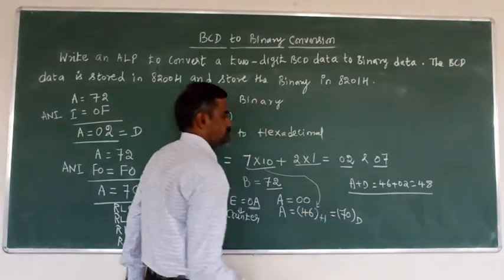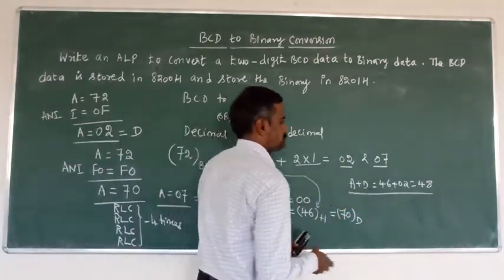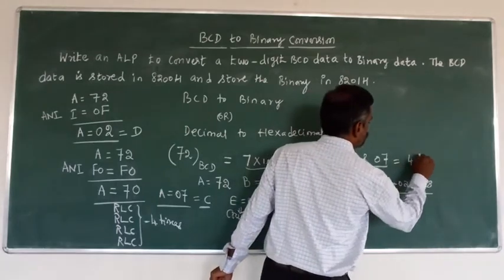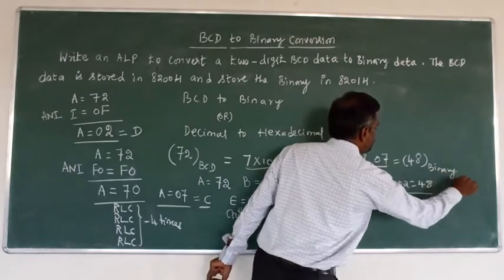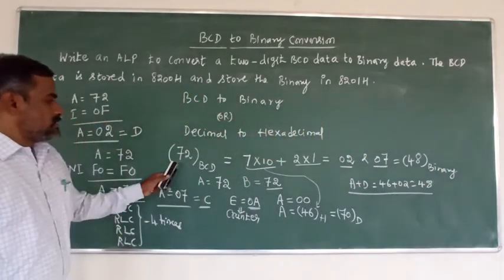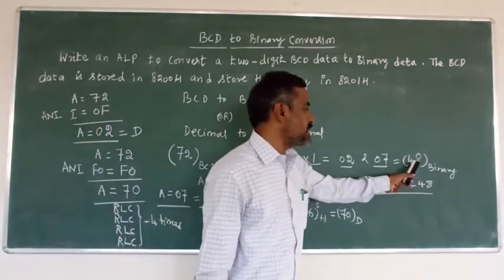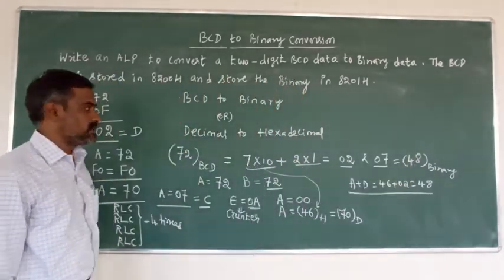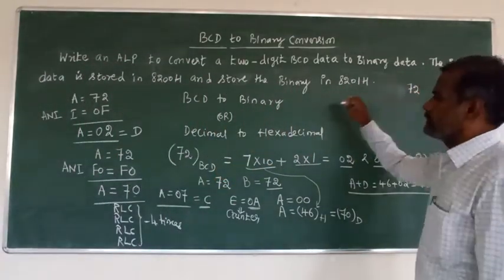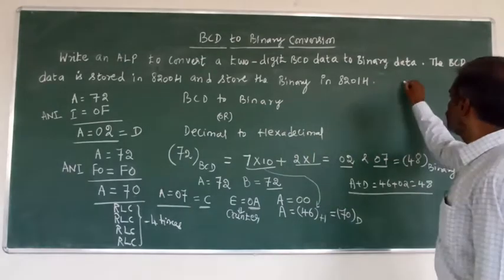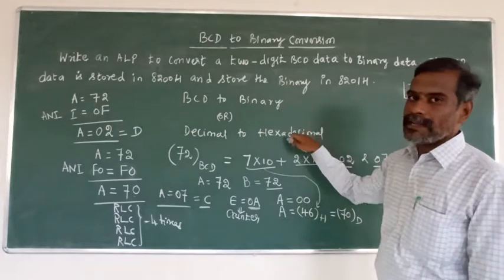This is the 72, the corresponding binary value 48. This is for binary result. 72 BCD 2 digit and the corresponding binary value 48. Now 72 BCD or decimal. Now the decimal value we have to convert to binary or hexadecimal.